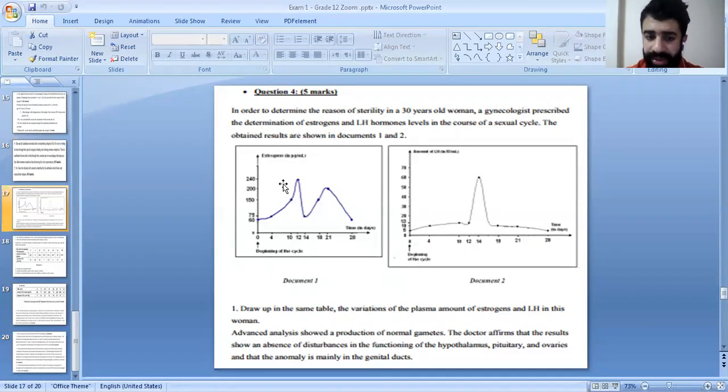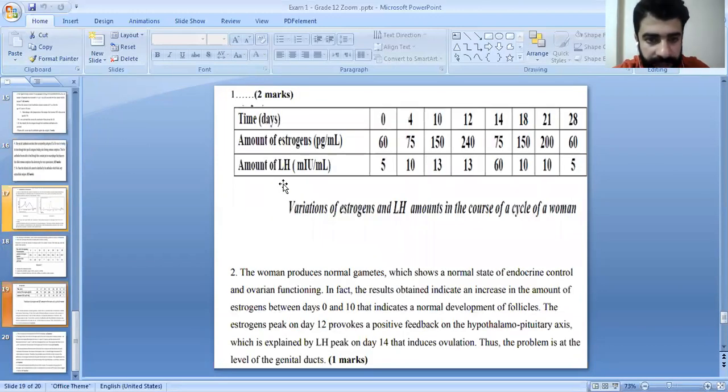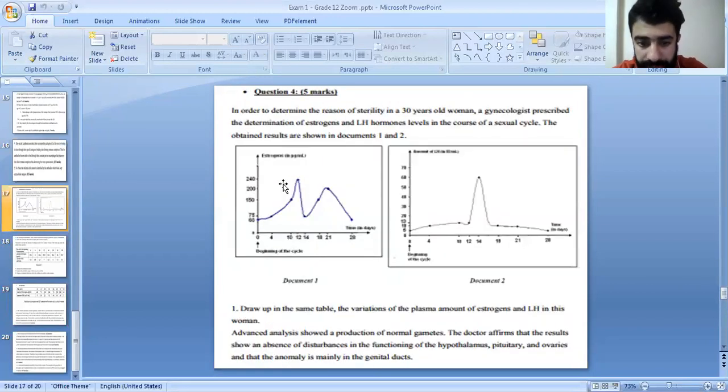The doctor affirms that the result shows an absence of disturbances in the functioning of the hypothalamus, the pituitary, and the ovaries, and the anomaly is mainly in the genital ducts. By referring to documents 1 and 2 and to your acquired knowledge, so you have to use your acquired knowledge, verify the doctor's affirmation. So say why the doctor is correct, prove that the anomaly is mainly in the genital duct.